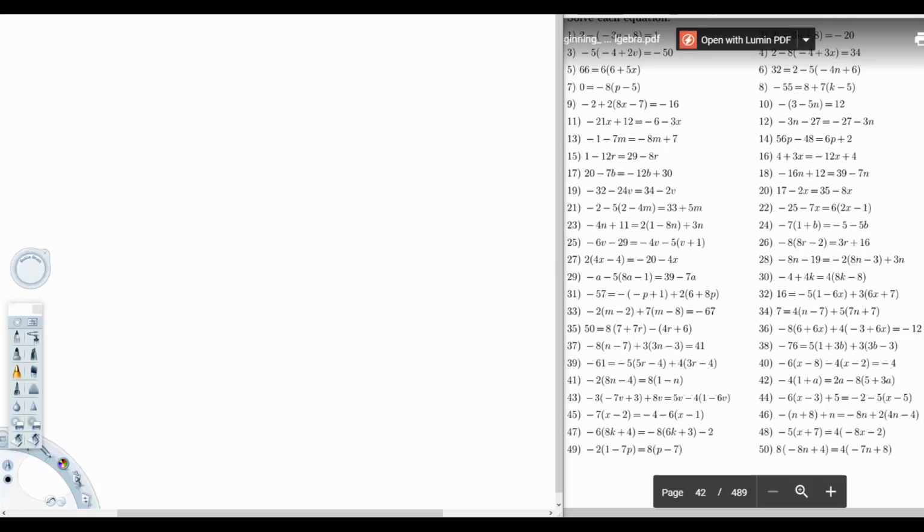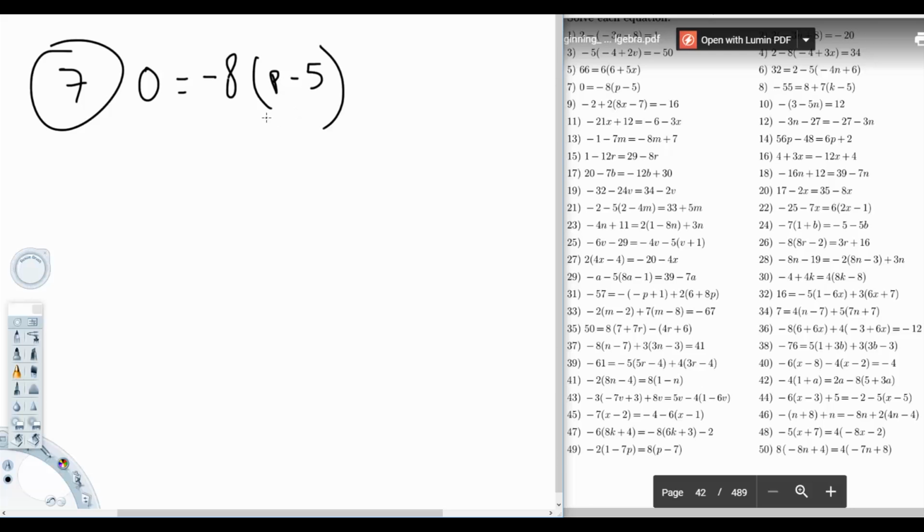Okay, so continuing with the practice. Number 7 now. All right, 0 equals negative 8 p times x. Now this equation is a little bit tricky. What we're going to do is look at it from left to right. The 0 here is meant to confuse you. So the 0 here, we have to forget about it. What we really want to focus on is this side right here, right?